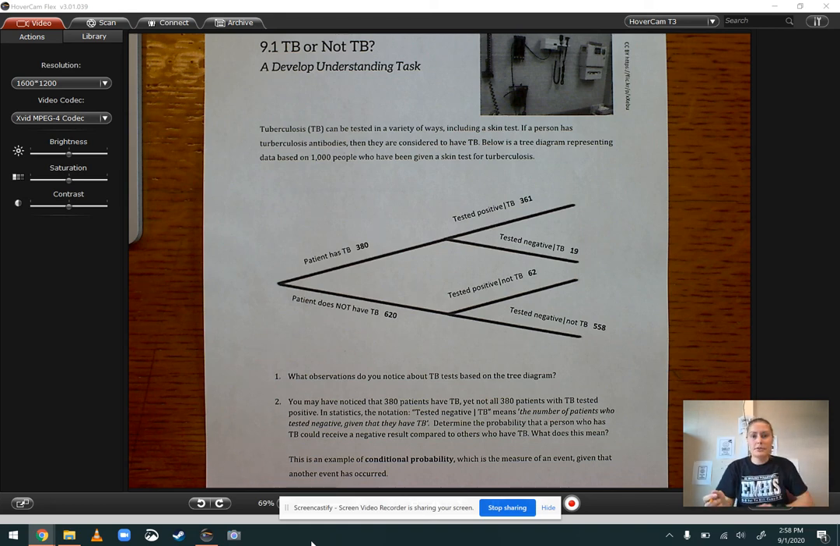Okay, so TB can be tested in a variety of ways, including a skin test. If a person has TB antibodies, then they are considered to have TB. Below is a tree diagram representing data based on 1,000 people who have been given a skin test for TB. What observations do you notice about TB tests based on the tree diagram?